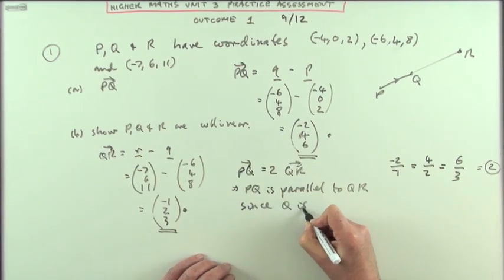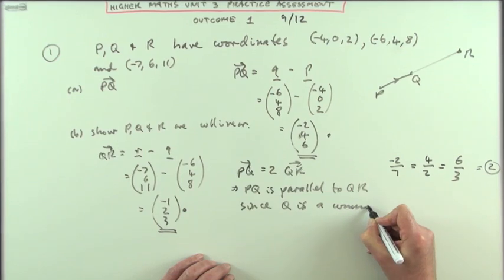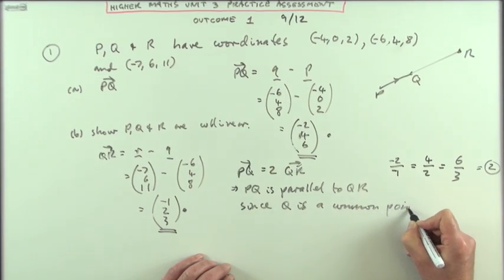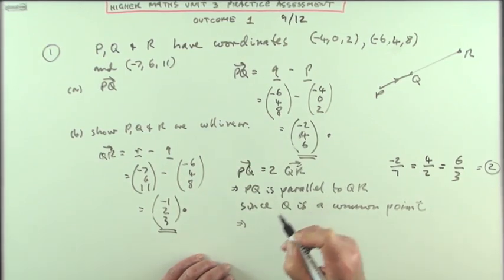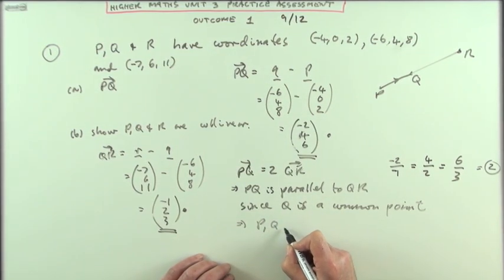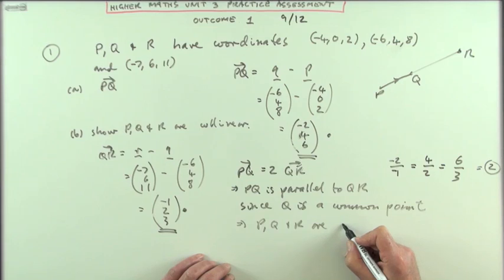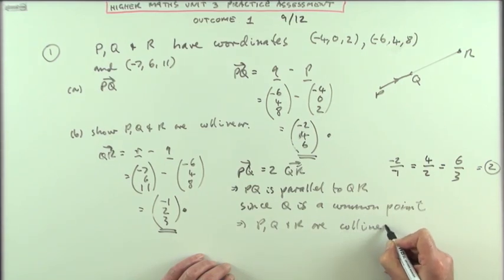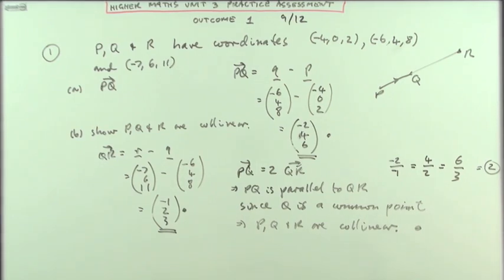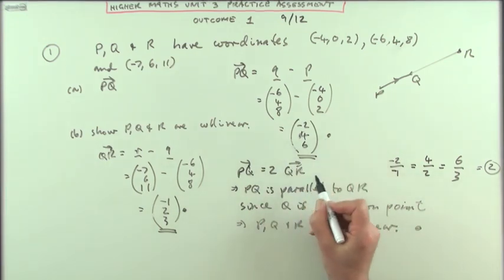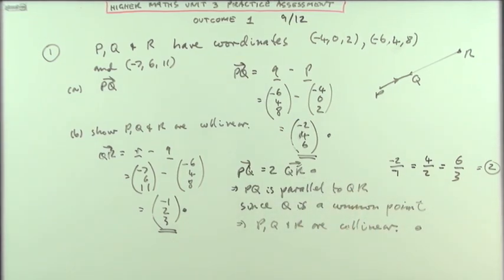Since Q is a common point, I can now say P, Q, and R are collinear. And that's the final mark for 4 marks altogether. No, I forgot to indicate that the third mark, which was this statement here. There's the 4 marks.